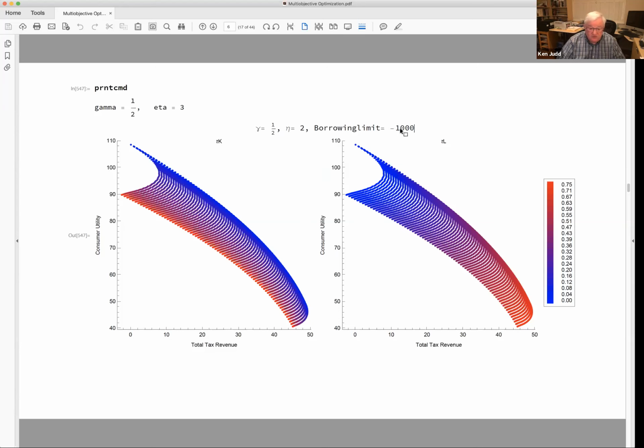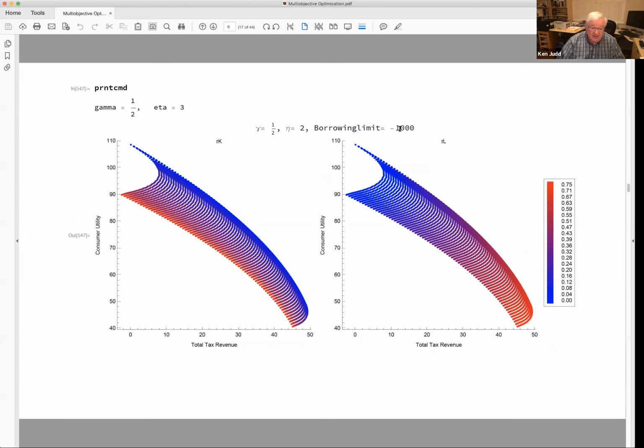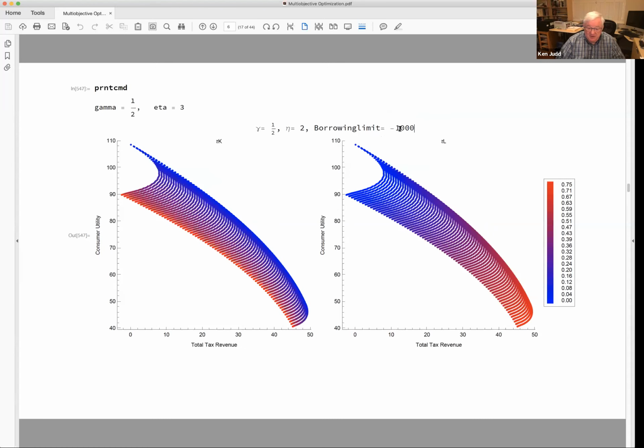So basically we want to test robustness now. This was one pair of utility functions. Now let's look at this. Gamma equals 1/2, eta equals 3. Gamma equals 3, eta equals 1. Now basically, when gamma is 1/2, you get the same result, no matter what eta is.